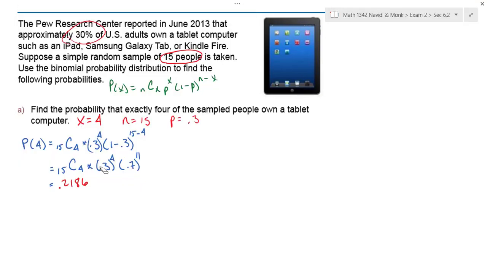0.2186. Now I told you there's an easier way to do this on your calculator, and I'm going to write down the steps for you for how to do this on your calculator using the binomial PDF.